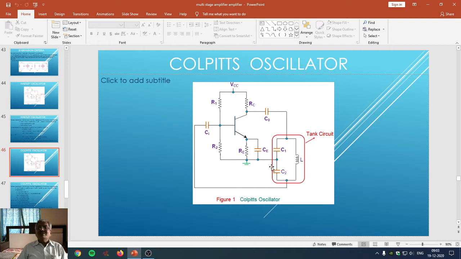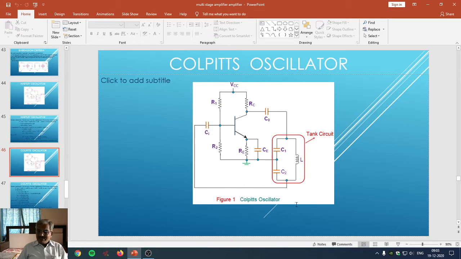In the Hartley oscillator, C1 is replaced by L1, C2 is replaced by L2, and L is replaced by C. Only this is the difference. Otherwise, the rest of the circuitry is the same as we studied in the Hartley oscillator.